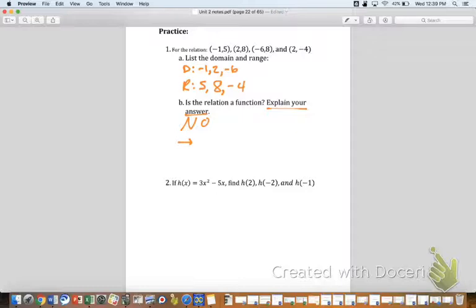As far as explaining your answer goes, the reason why it's not a function is because the input of 2 has not one output, but 2 of them. So the input of 2 has 2 outputs, and those outputs are 8 and -4. Meaning it's not a function, because in order for it to be a function, every input must have exactly 1 output, and the 2 has 2 of them. Did you have a question?